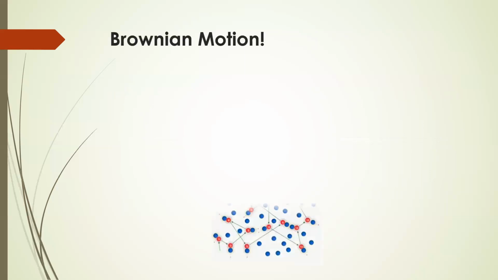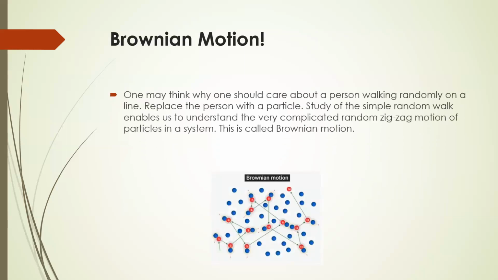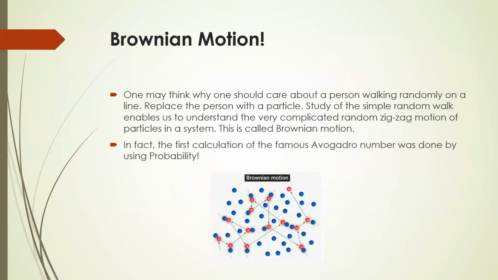Brownian motion. One may think why one should care about a person walking randomly on a line. Replace the person with a particle. Study of the simple random walk enables us to understand the very complicated random zigzag motion of particles in a system. This is called Brownian motion. In fact, the first calculation of the famous Avogadro number was done by using probability. Now let us move on to the second example.